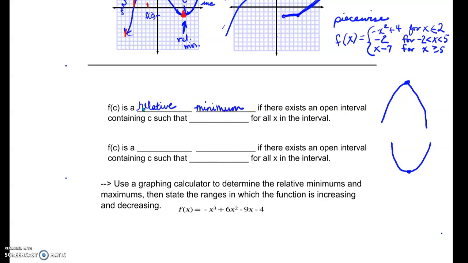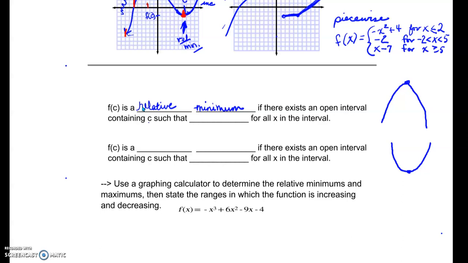Okay, on this graph we have one relative minimum right down here at the bottom. I just wrote that here, relative minimum. It exists if there is an open interval around it. So if you go to the left or right, in the immediate left and right, it doesn't mean you go all the way out into infinity, but there's an area there where that is the lowest point. So how do we say that algebraically?